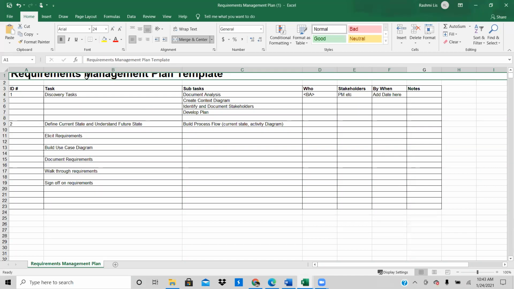So it's a simple requirements management plan, not sure why that's cut off, but it's really your tasks that you need to cover. I put a shell together, I don't have all the specifics. You would include your subtasks, who needs to do it, any stakeholders involved, by when, and notes. And how this helps is, let me back up a little bit. The project manager, as I said, is responsible for the budget that we spoke about, timelines, as well as the delivery of this effort, right? So they want to make sure things are on track.